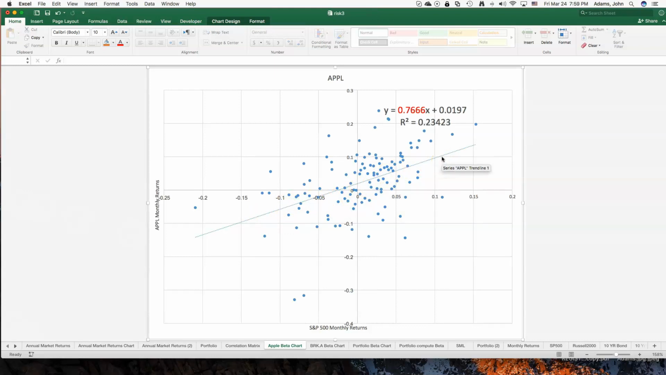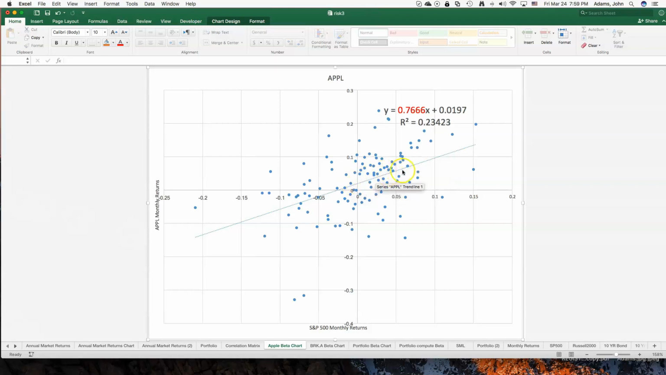We can do that a couple of different ways, but here we're just using regression analysis to calculate that. And that line captures the relationship between Apple and the S&P 500. And the slope of that line, recall back from high school, the slope of a line is rise over run. That rise over run, that slope of the line, that is the beta coefficient.